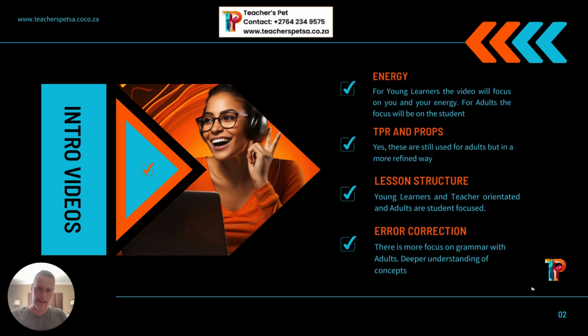The last one we're going to be looking at is error correction. Okay, for young learners, you will correct the error, say it for them, until they get it right. For adults, you're going to encourage them to correct the error themselves. See if they are able to pick up what error they are making. See if they're able to correct that error. Okay, so you see the primary difference between young learners and adults, and bringing some of these details into your introduction video is understanding the energy levels, understanding your use of props and TPR, understanding the lesson structure, and understanding how you correct errors.